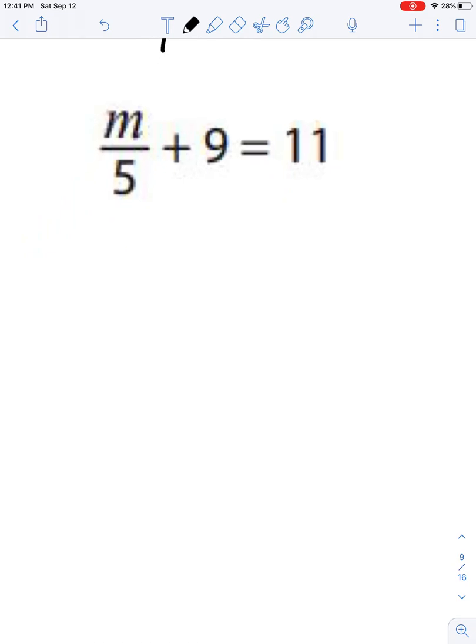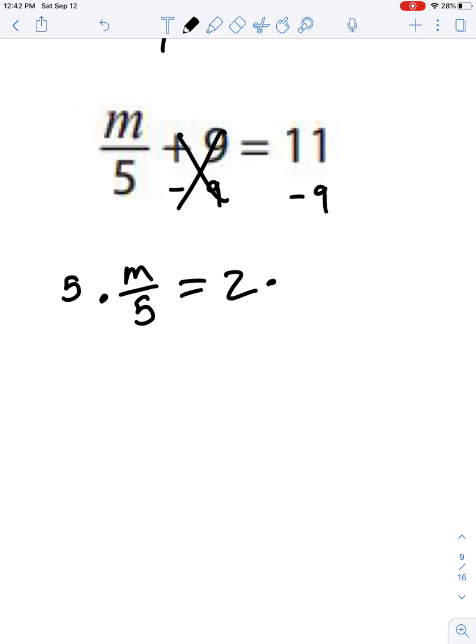Next one. We have division and addition. Again, we've got to get rid of the addition first. So m over 5 is left over. These are canceled out. Equals 2. Now multiply to get rid of the 5 on both sides. Cancel, cancel. M equals 10.